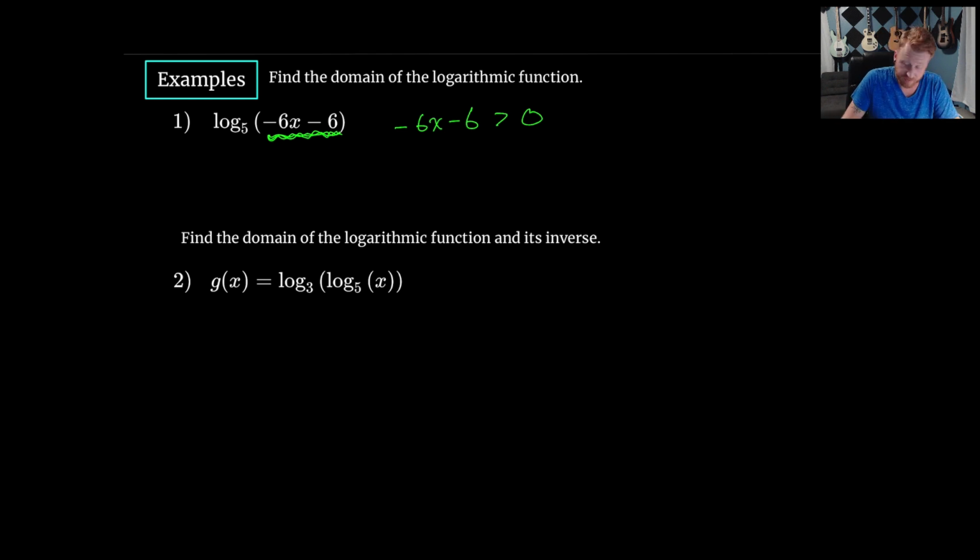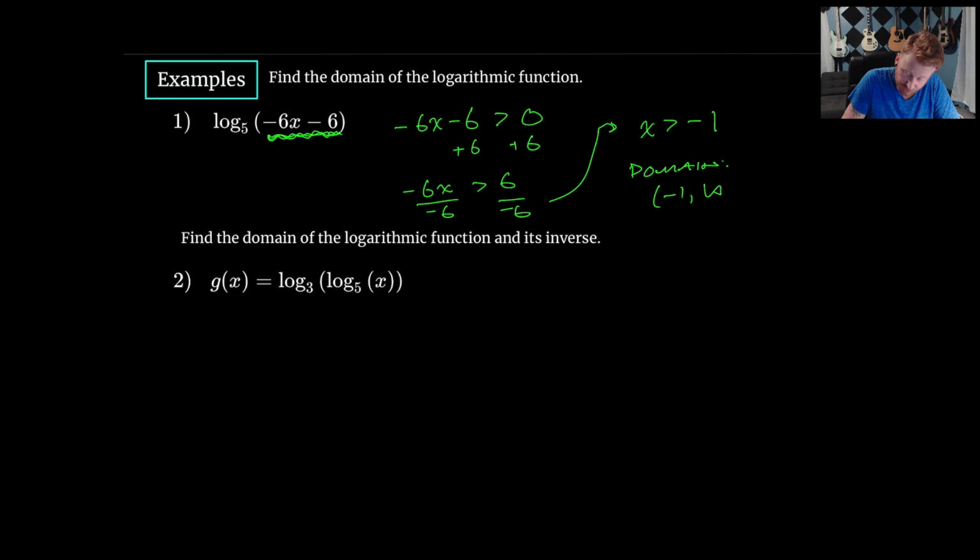So now we can just solve for x. We'll add 6 to both sides, and we'll get -6x is bigger than 6. We'll divide both sides by -6, and we'll get that x must be bigger than -1. So this tells me that the domain is going to be the interval from -1 to positive infinity.